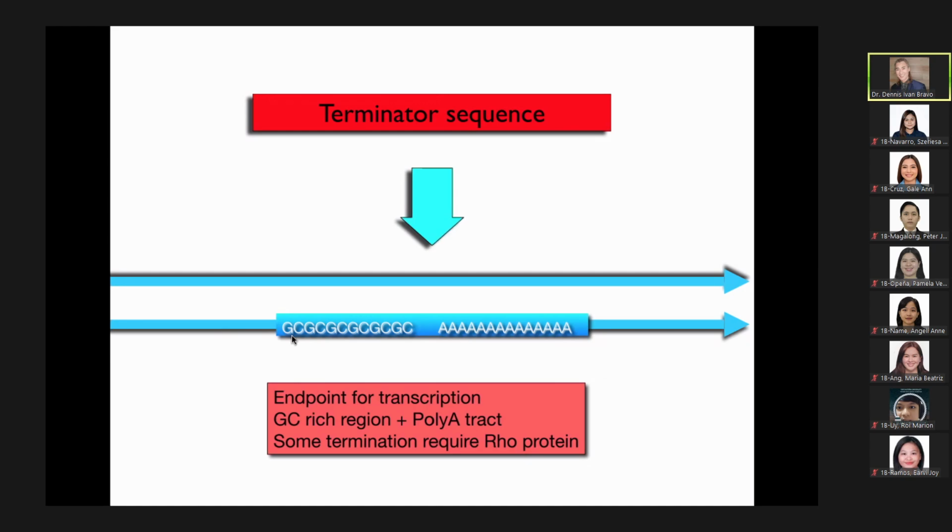As you can see here, it's a GC-rich region followed by a poly-A tract. The presence of a poly-A tract actually determines how transcription ends. If the poly-A tract is absent, termination will require a terminator protein called a Rho factor.